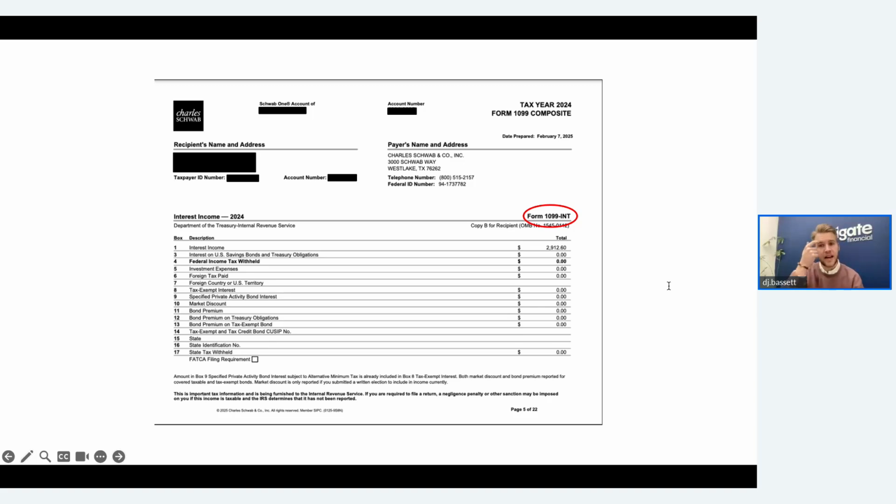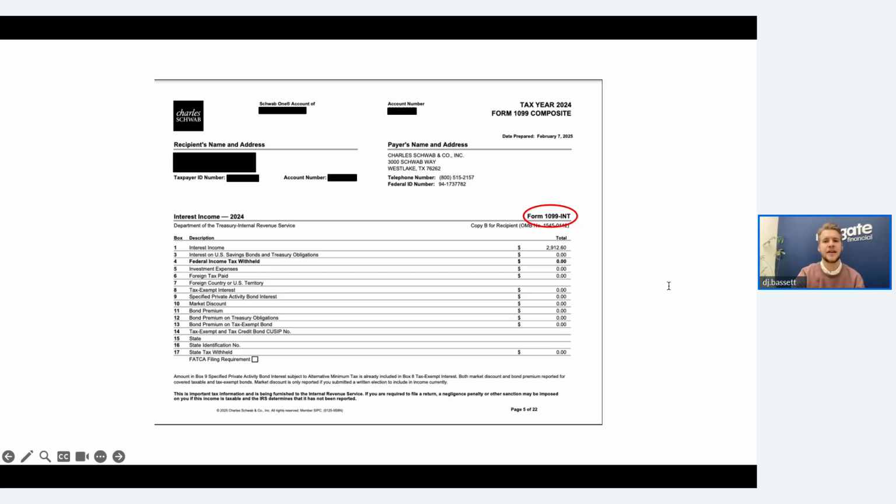Box number 3, if any of that interest is from U.S. savings bonds or treasury obligations, what that means is that it would be federally taxable, but it's state tax exempt. So if you had a number there, it's how it's treated if you're going to pay federal and or state. In that case, if there's anything there, that portion of money would be state tax exempt.